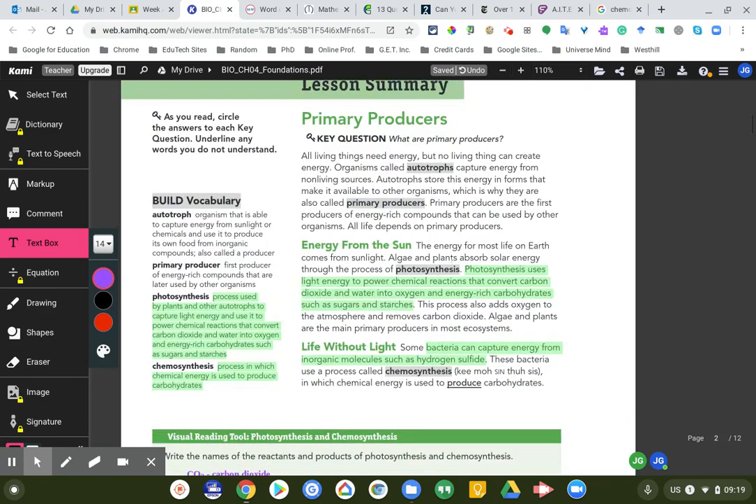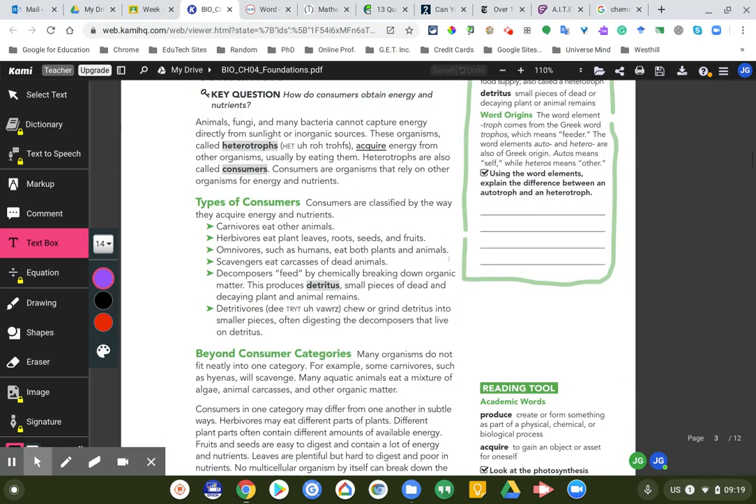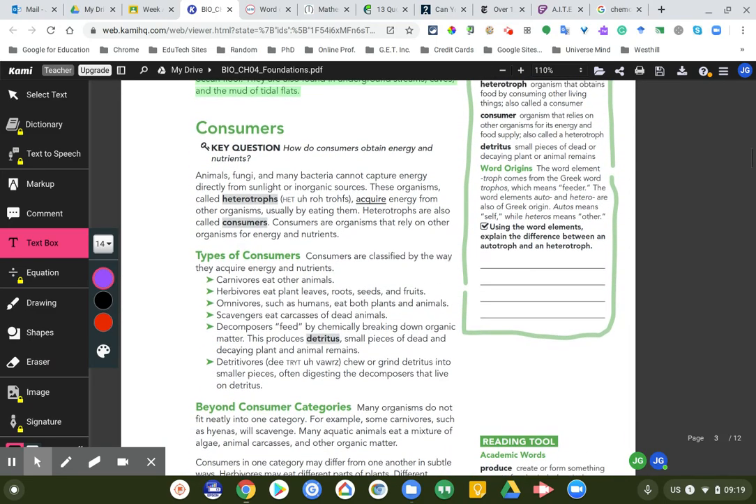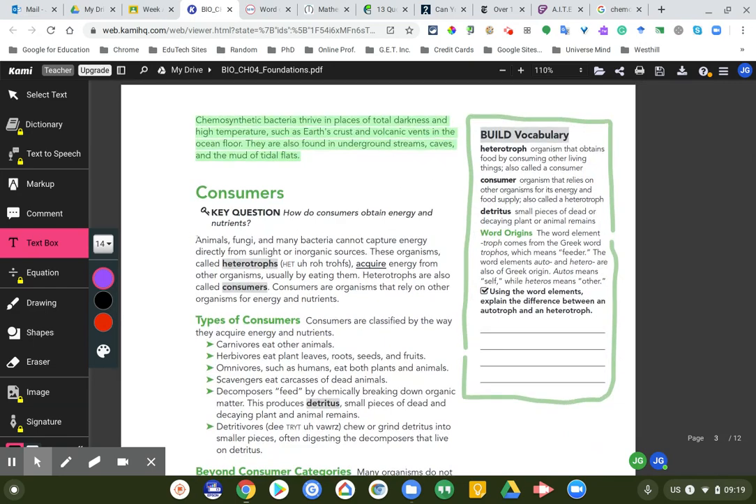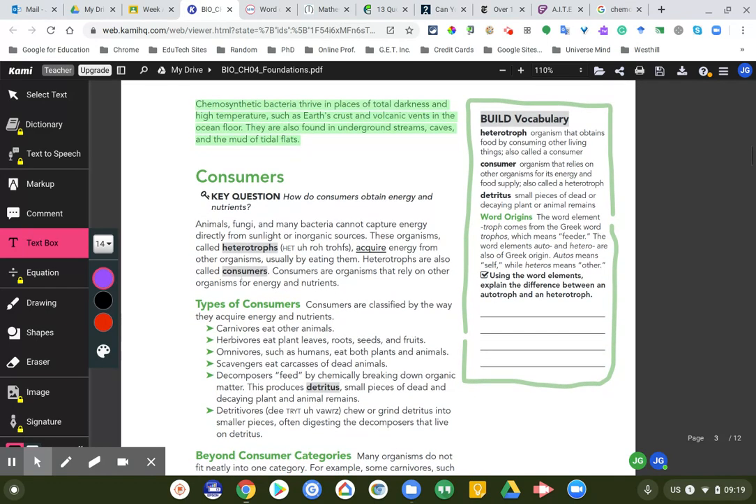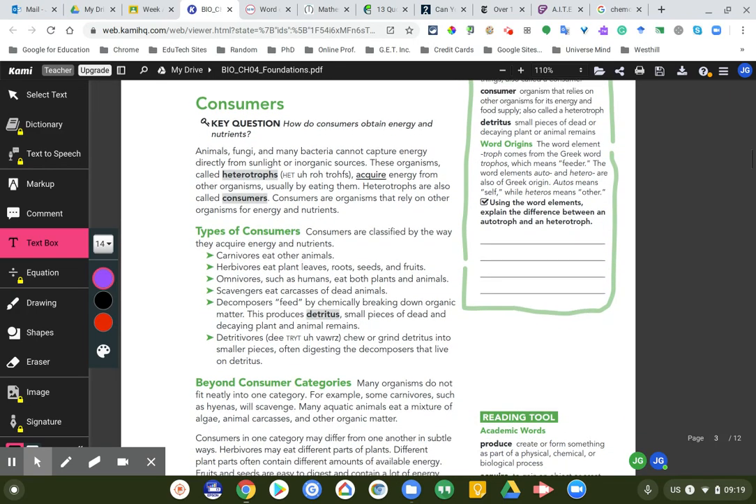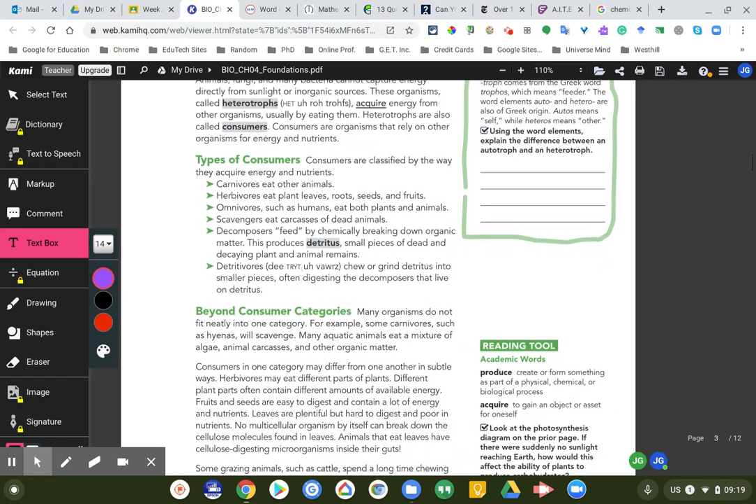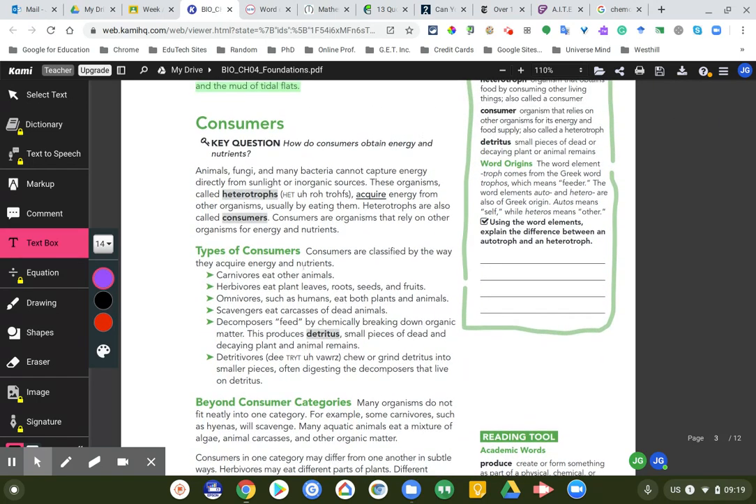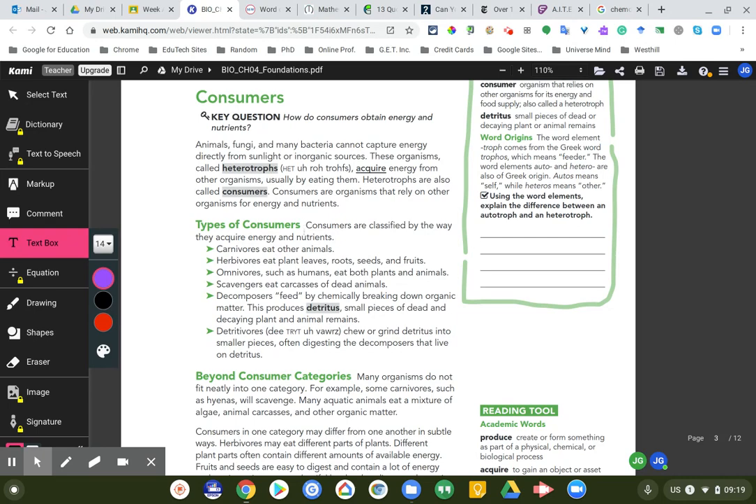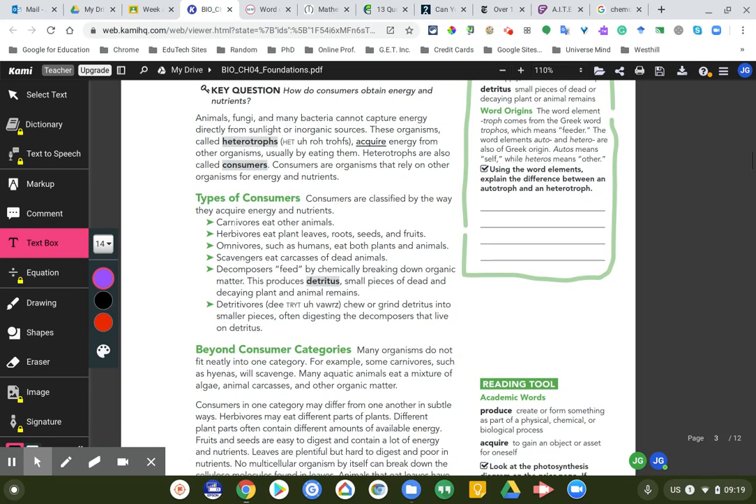I think this page is going to give us the rest of these answers. How do consumers obtain energy and nutrients? Animals, fungi, and many bacteria cannot capture energy directly from sunlight or inorganic sources. These organisms, called heterotrophs, acquire energy from other organisms, usually by eating them. Heterotrophs are also called consumers. Consumers are organisms that rely on other organisms for energy and nutrients. So consumers are classified by the way they acquire energy and nutrients. Carnivores eat other animals.